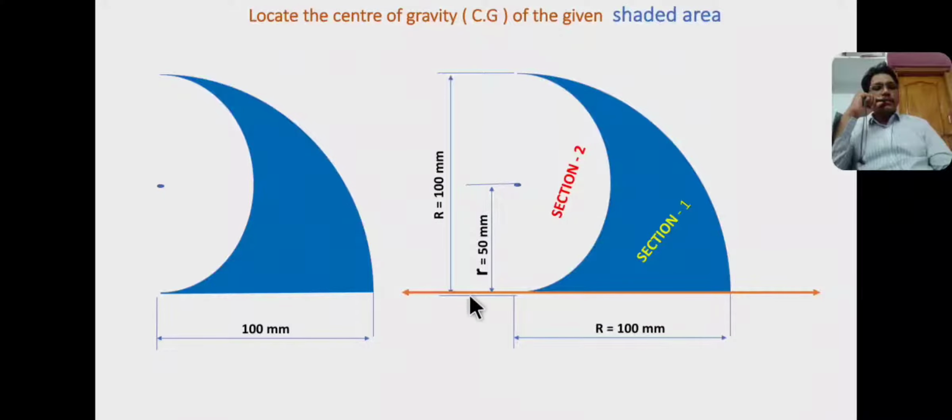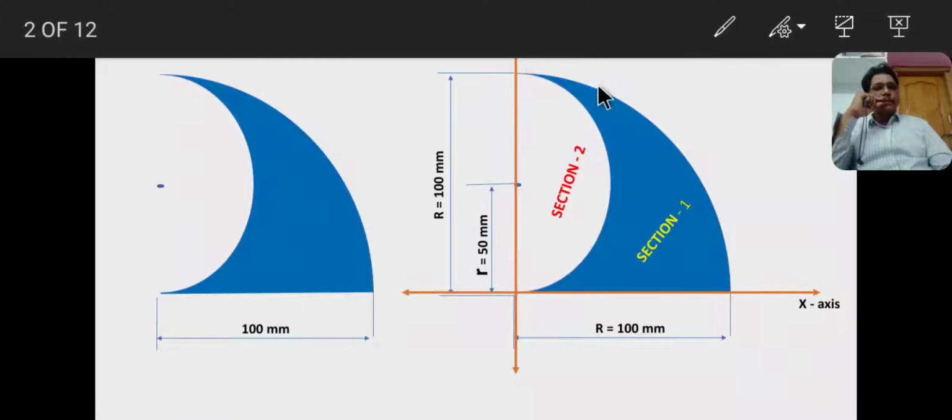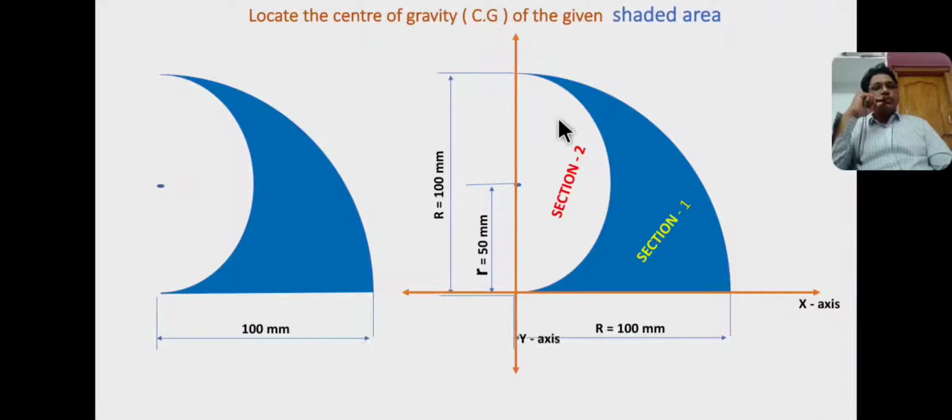I consider reference axis. I consider x-axis at the bottom edge and y-axis at the left side edge. So this is y-axis and this is x-axis. Now this is the origin. O is the origin.